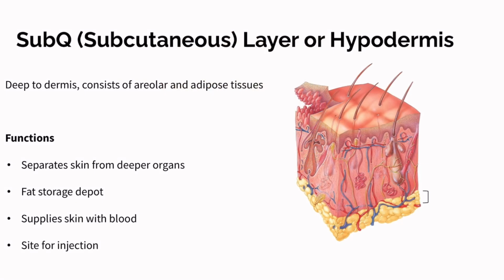Last, we have the subcutaneous layer, which is also known as the hypodermis. This is full of adipose, so it is a fat storage area. And if somebody doesn't have a lot of fat, then it is just areolar. Again, we haven't spoken about connective tissue yet, but we will, so I'll come back to that.